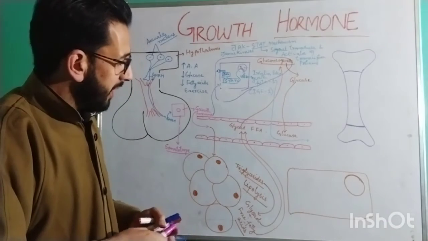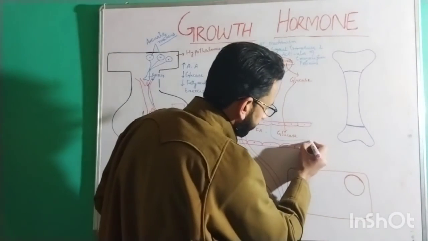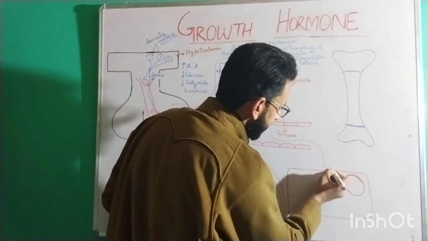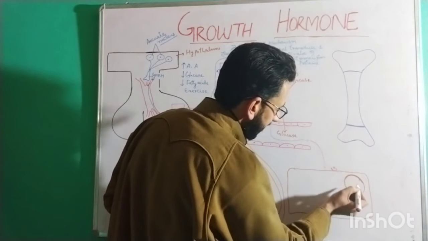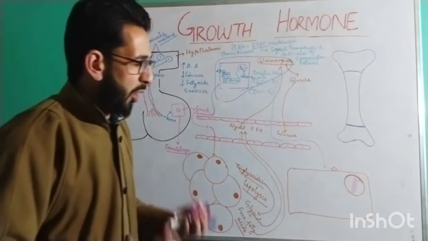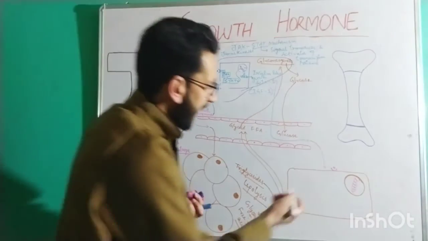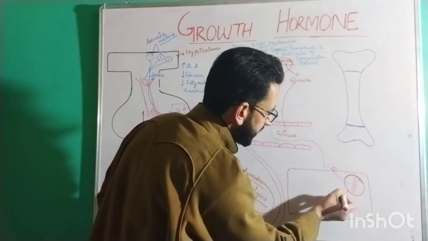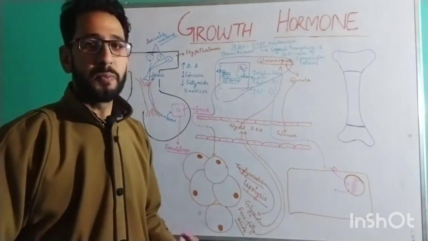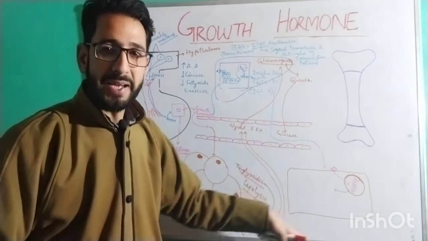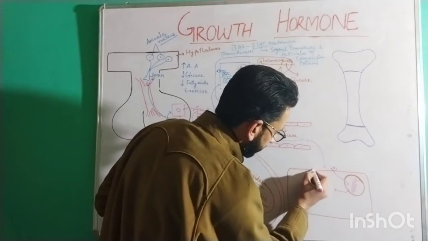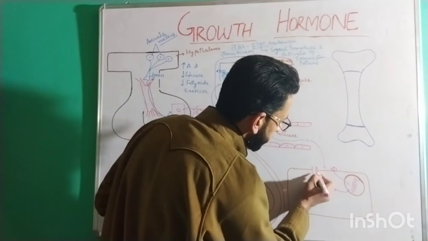Now what happens is, this insulin-like growth factor comes and acts on this muscle cell. It has the receptor here, and it starts a process of transcription and then translation, and that leads to the formation of a protein inside the muscle cell. That protein is actually a channel protein or transporter protein here.